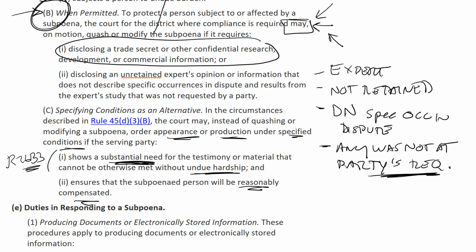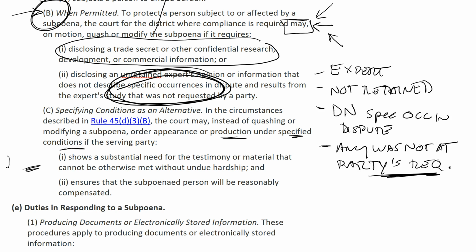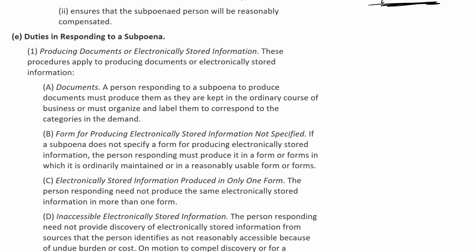So the idea here, of course, is particularly, I think, for the unretained experts, right, that show undue hardship, that you really need this information and you're going to pay the other person, then maybe the court, instead of quashing or modifying the subpoena, might allow the subpoena to proceed as long as there's going to be some paying there and the party really, really, really needs it.